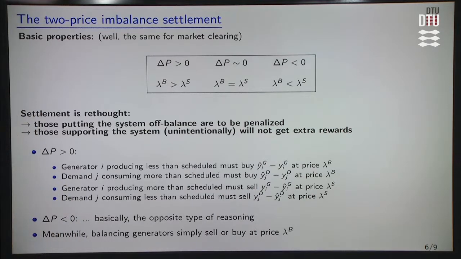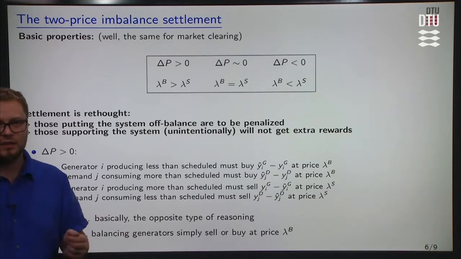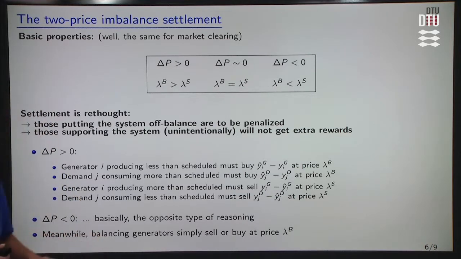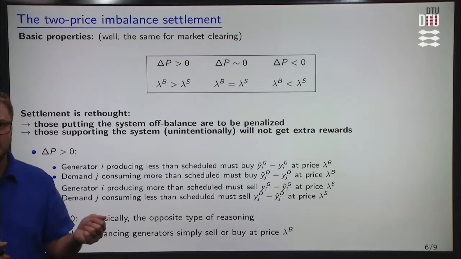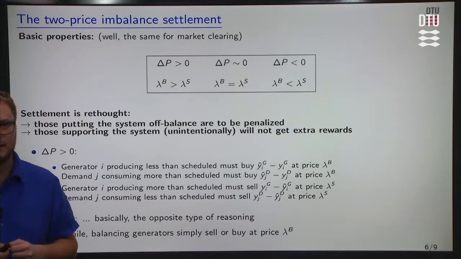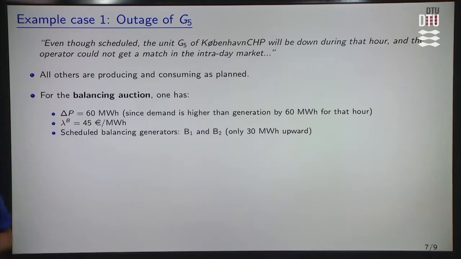In the case of downward regulation, it's basically the opposite type of reasoning, since lambda b and lambda s are just going to be applied to different players. Still, those on the balancing generator side are simply selling or buying at the price lambda b so that they have this incentive to help the system. Let's look at how it works through our examples revisited in the two price imbalance settlement.